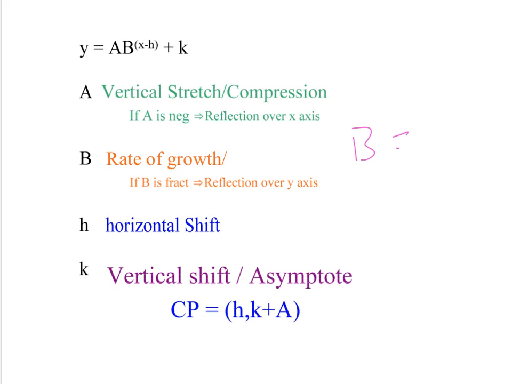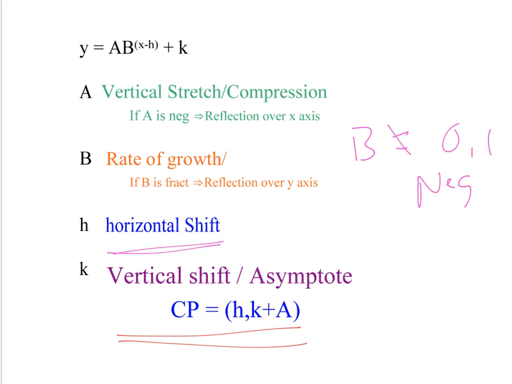b cannot be 0. b cannot be 1. And b cannot be negative. The bigger b is, the faster our graph is going to shoot up as we move to the right. The h, of course, is our horizontal shift, and the k is our vertical shift. When we talk about an exponential function, the critical point is the y-intercept. It's typically at 0, 1, because our graph is going to look like this.